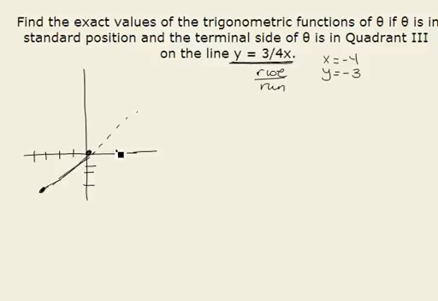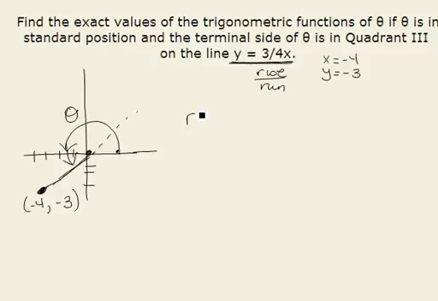We now know theta goes from the standard position, or the positive x-axis, counterclockwise to that terminal side. We also know that a point on that line is given by x equal to -4, y is equal to -3. We are now ready to find the values of our 6 trigonometric functions.